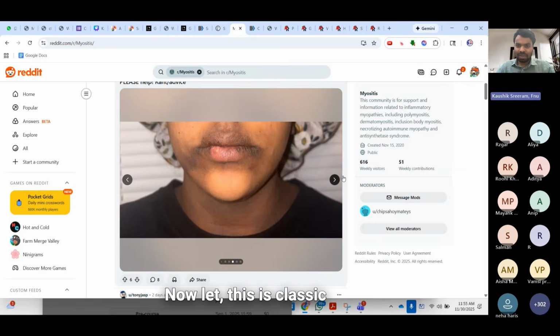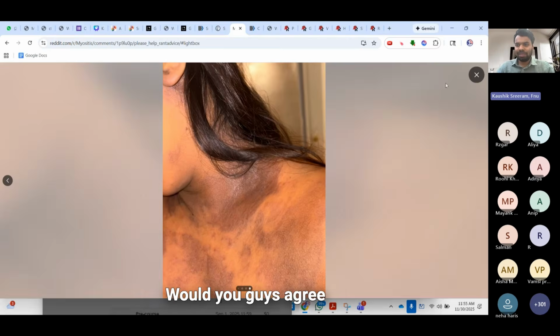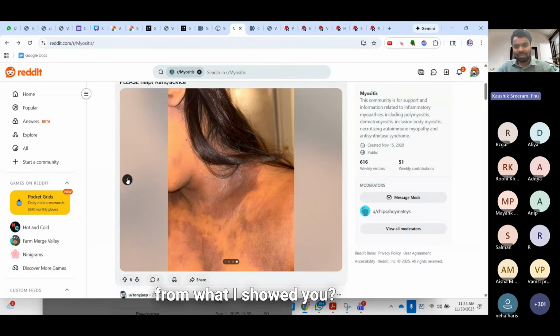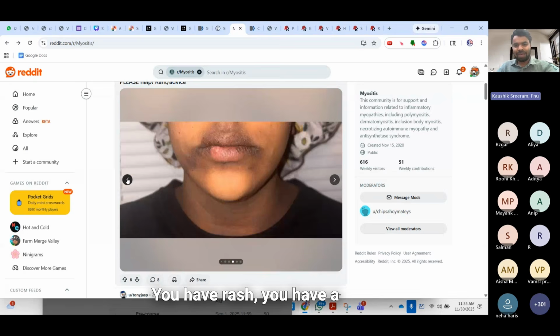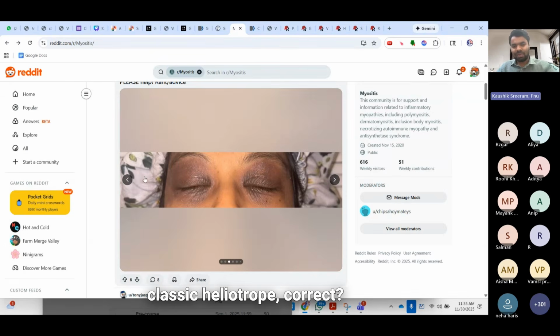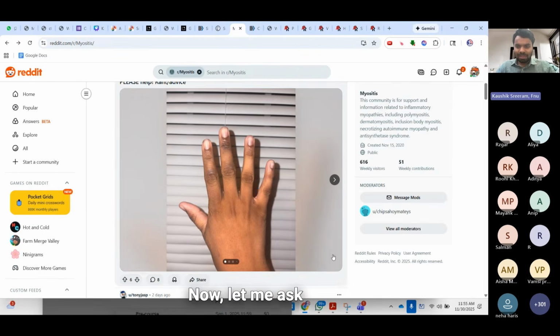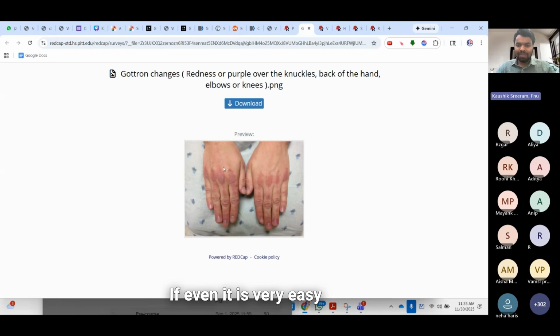So now you have whatever erythema. Now this is a classic case of dermatomyositis. Would you guys agree from what I showed you? So you have the V sign, you have the rash, you have a classic heliotrope, correct? Let me ask you this question. Is it very easy to grade this based on just erythema alone compared to this, right?